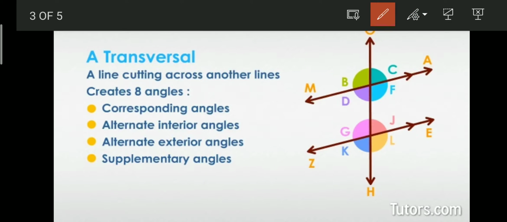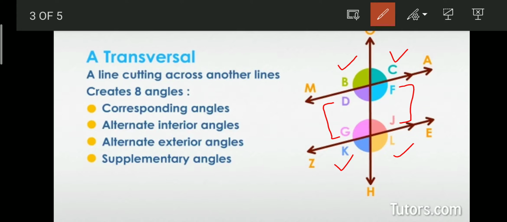If we talk about corresponding angles, first of all I want to tell you about interior and exterior angles. The angles which are formed inside, in between two lines, are called interior angles. So here we can see D, F, G, J are 4 interior angles, and angles B, C, K, L are 4 exterior angles. They are not in between two lines, so they are exterior angles.